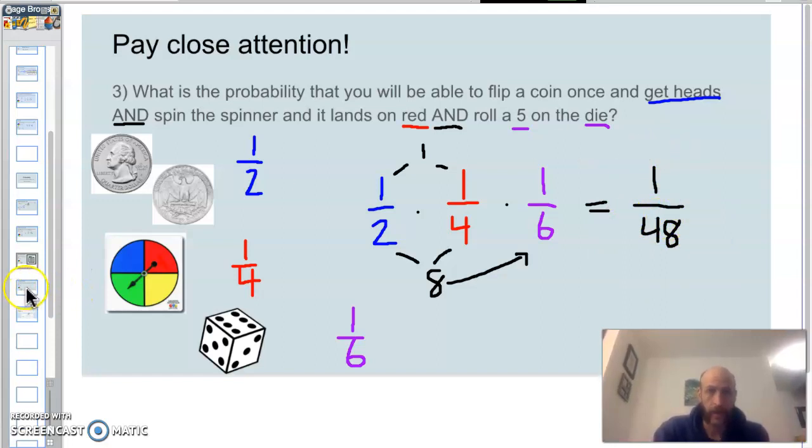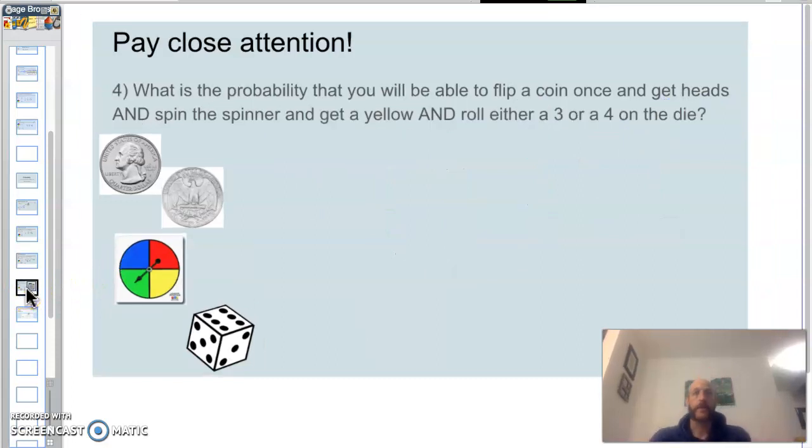Okay, let's try this next problem. I want you to try this one, and I want you to pay close attention. It's very, very similar to the last problem. I will point out there is one difference that is going to change things. When you roll the die, it is asking for a 3 or a 4. Okay, so push pause. I want you to try this one on your own. And when you're done, push play so you can check your work.